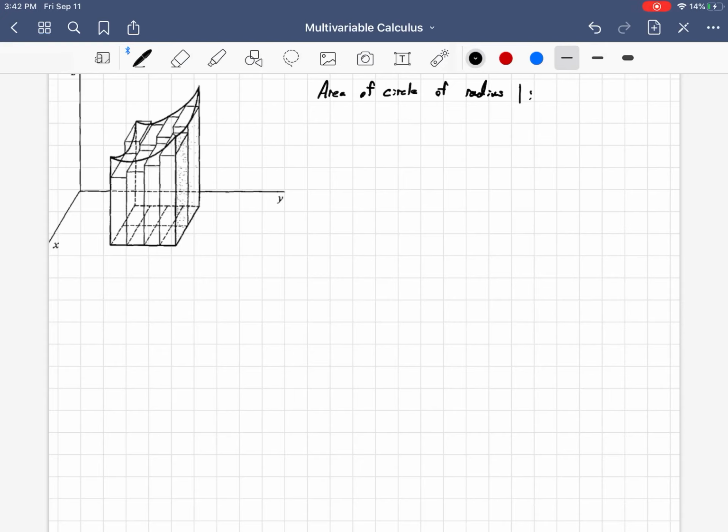So basically, I was just really tired of doing SAT grammar tests, and I said, I just want to do some math for fun. And so that's what I'm going to do today. I'm going to find the area of a circle of radius 1.